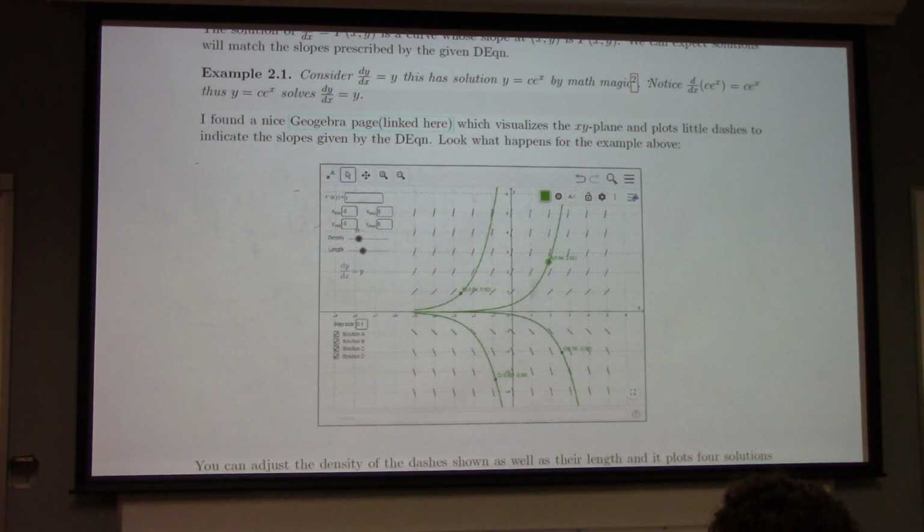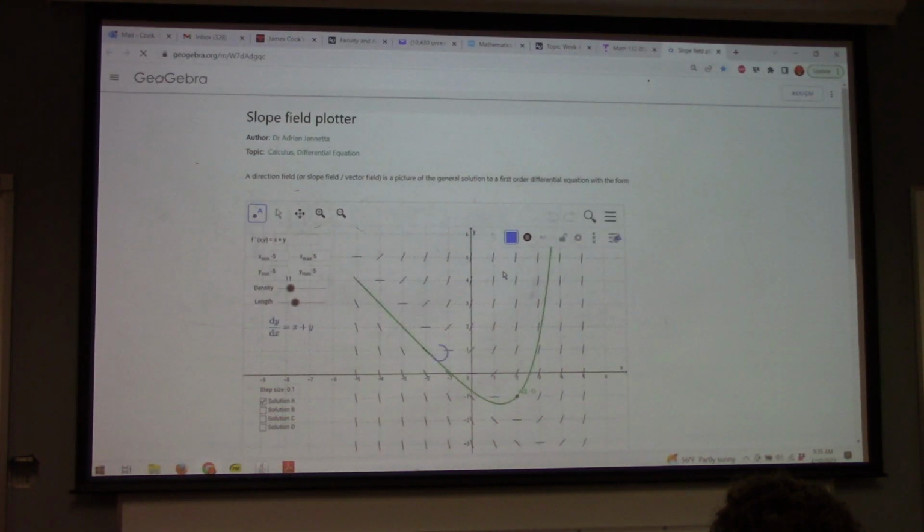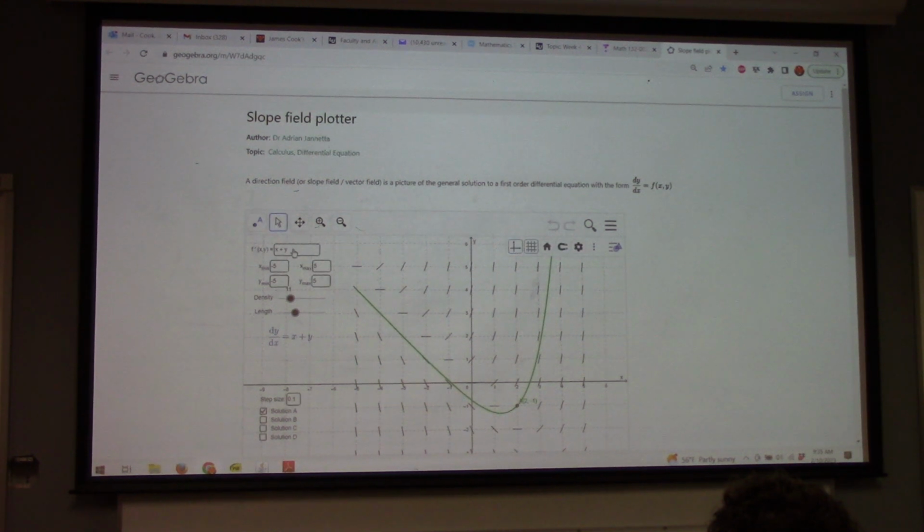Now, if you're looking at the electronic version of the notes, you could actually click this link. And yeah, I'll allow it. It'll take you to here, and you can actually play with it yourself. So like we could put in, I don't know, y squared, see what happens.